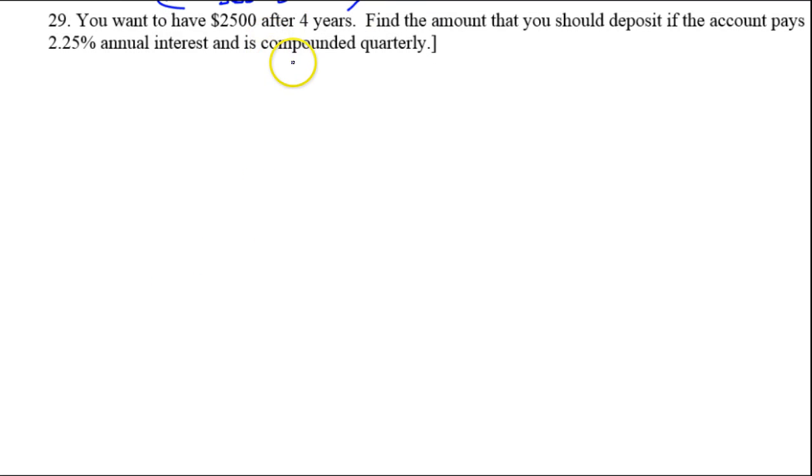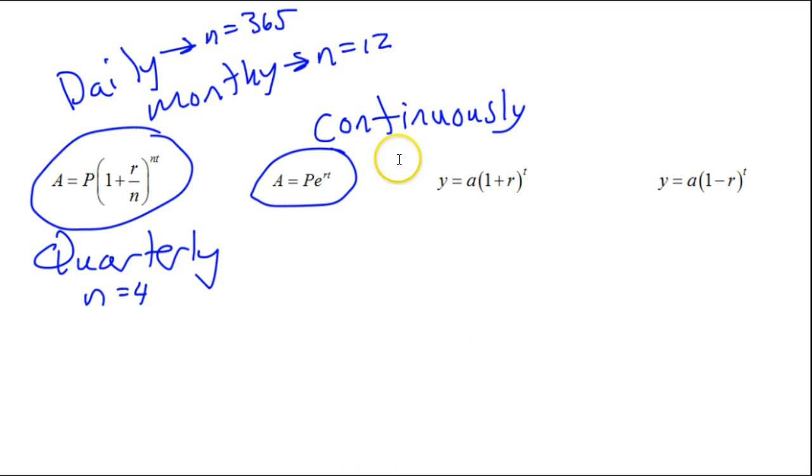Alright, let's do one more of these word problems. You want to have $2,500 after 4 years. Find the amount that you should deposit if the account pays 2.25% annual interest and is compounded quarterly. So this is another one where we're going to use this formula. Whenever they mention how often they're compounding, this is the formula that we use. And for quarterly, n is 4.